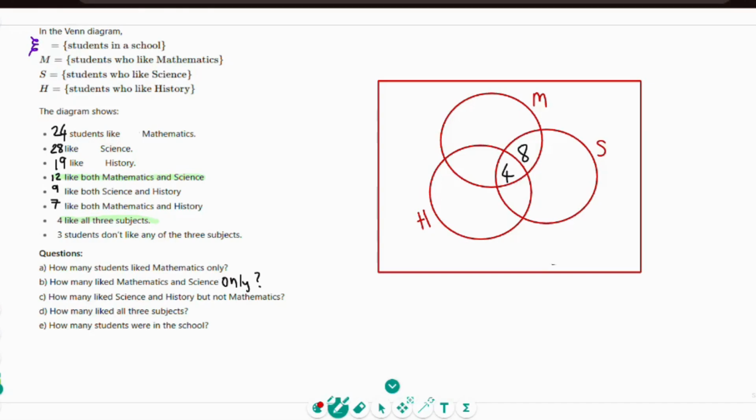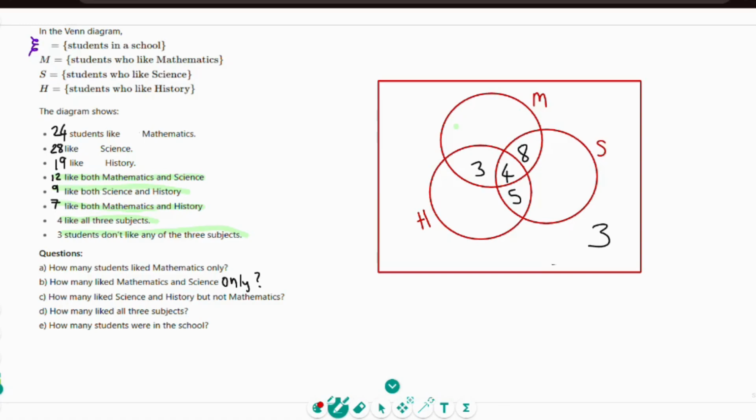9 like science and history. So we need to have this section making 9. So 5. 7 like maths and history. This needs to be 3. 3 and 4 is 7. I'm going to do this bottom bit here. 3 don't like any of the 3 subjects, so those 3 people are on the outside.